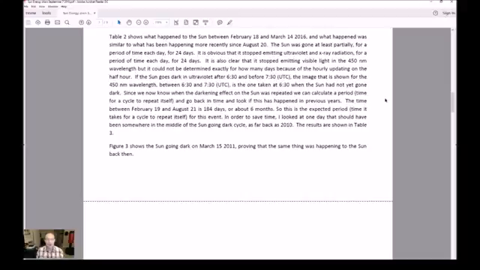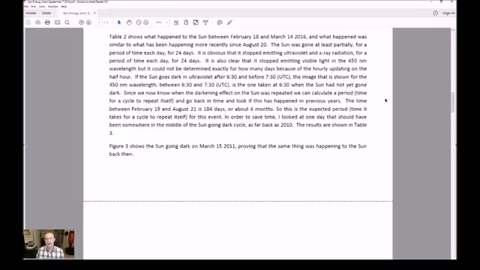Since we now know when the darkening effect on the sun was repeated, we can calculate a period, the time for a cycle to repeat itself, and go back in time and look if this has happened in previous years. The time between February 19th and August 21st is 184 days, or about 6 months. So this is the expected period, the time it takes for a cycle to repeat itself for this event.